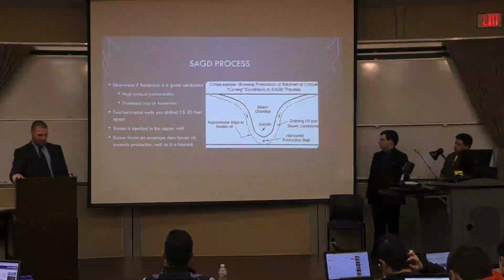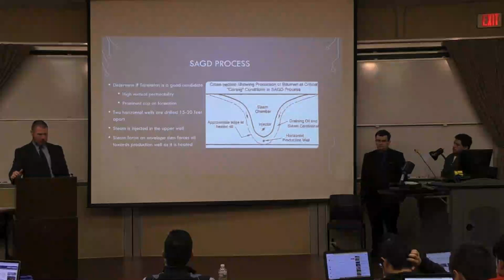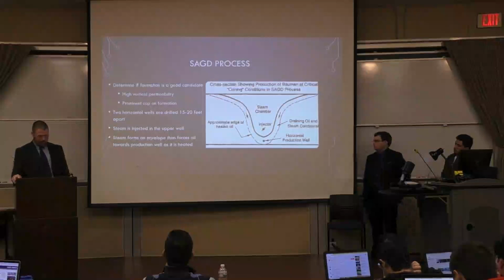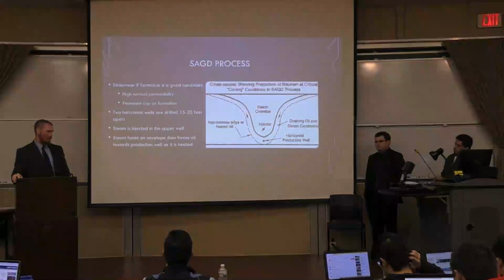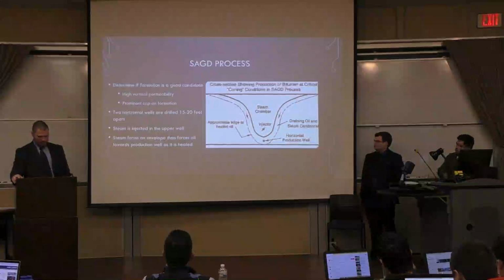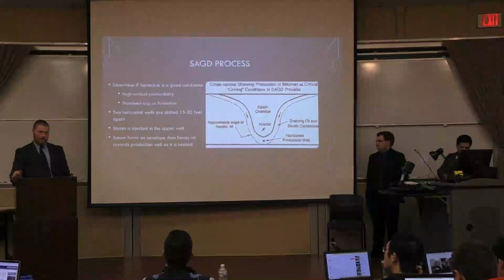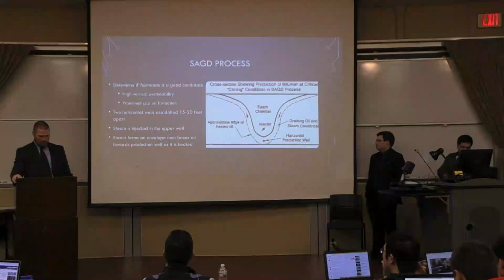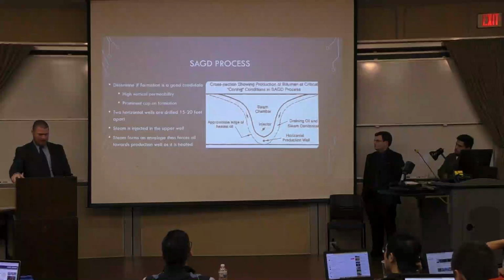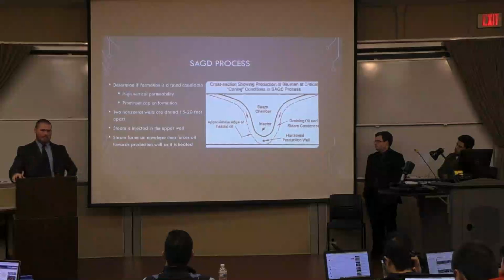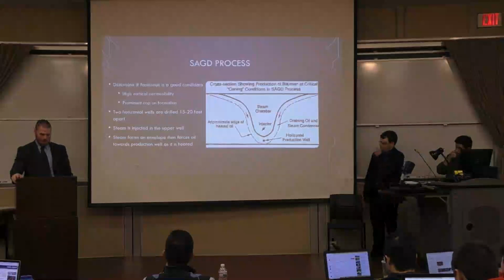So after determining that the reservoir is a good candidate, 2 horizontal wells are drilled roughly 15 to 20 feet apart vertically, making the upper well a steam injection well and the lower well a production well. As steam is initially injected into the reservoir, it'll rapidly expand upward until it reaches the barrier rock, and after this, the steam will begin a more evenly spread out enveloping process, and your production will level out and be much more predictable.